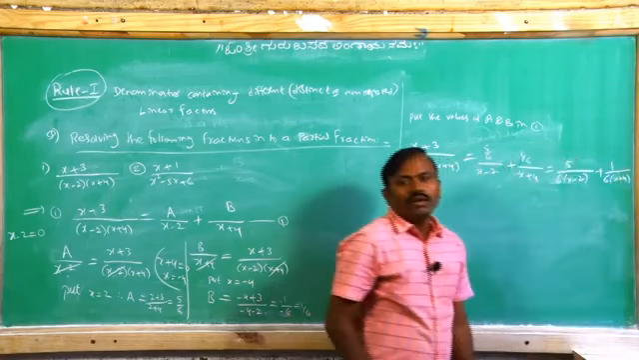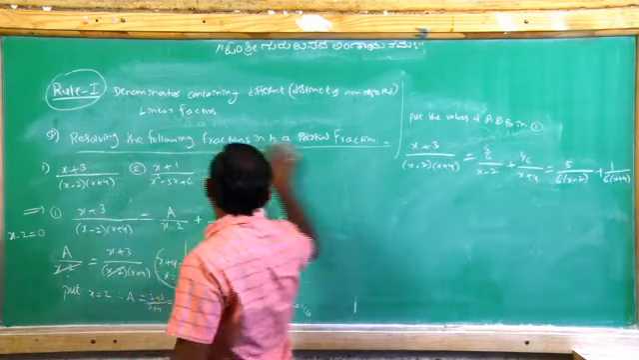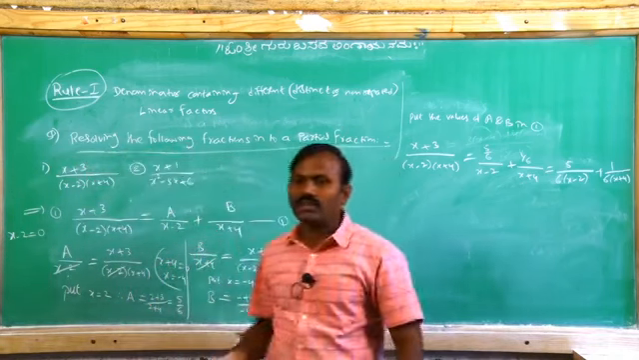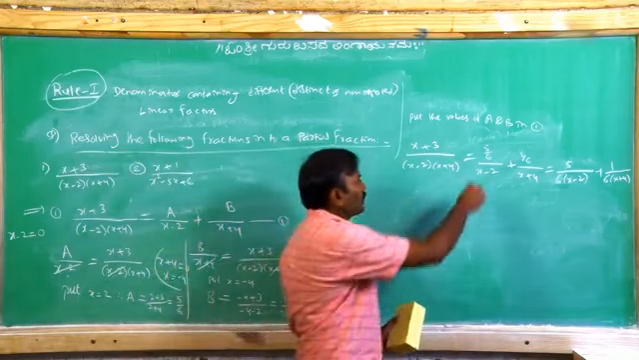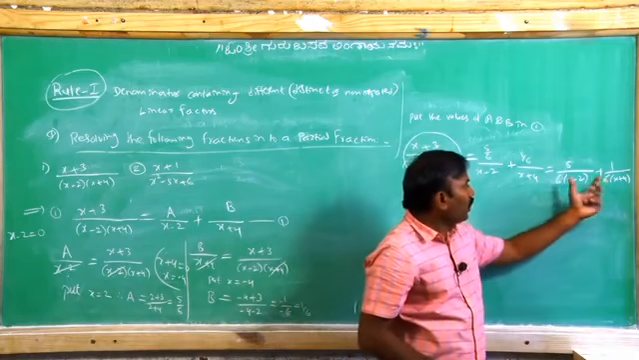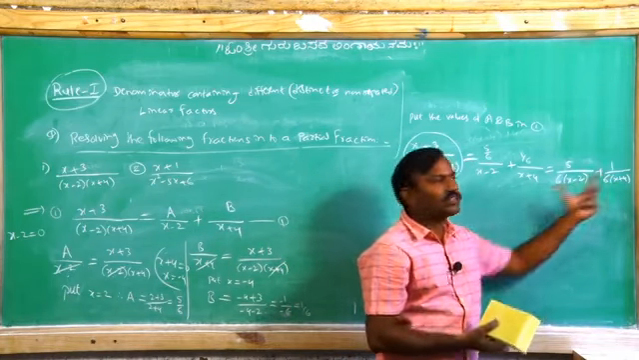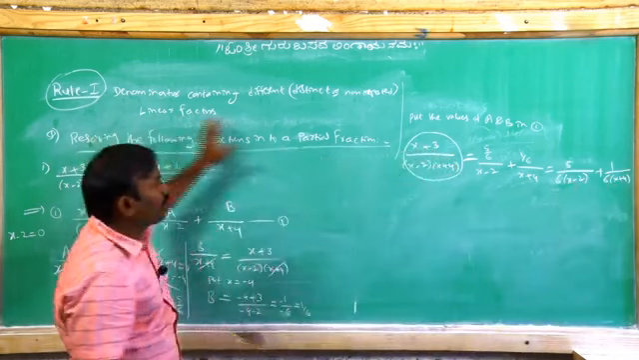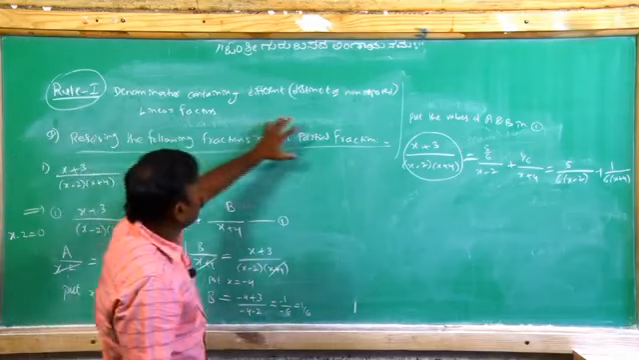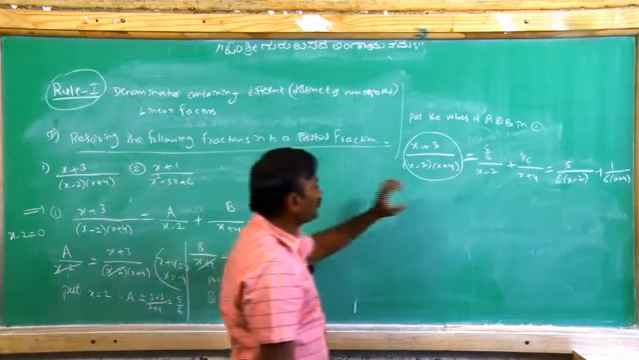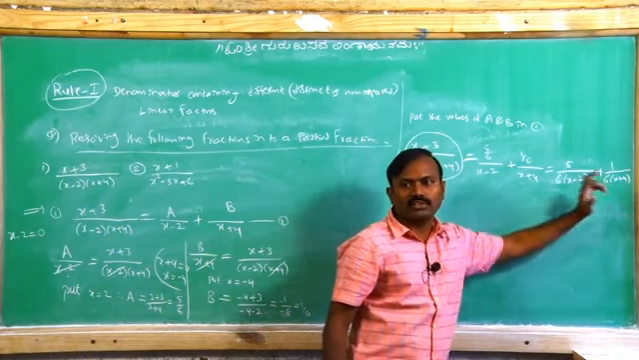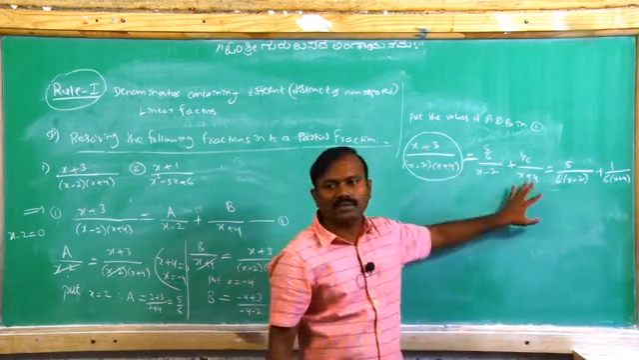Okay. So what is resolving into partial fractions? You know the definition: when we express a single proper fraction as a sum of two or more proper fractions, it is called resolving into partial fractions. So this indicates resolving into partial fractions.